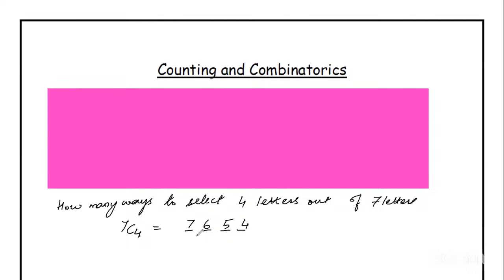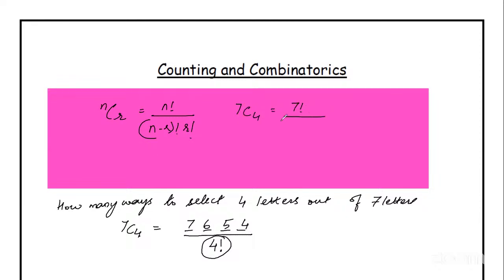Now, the only thing in combination is that if you're using the dash method, you divide by that many factorial, so 4 factorial. This is one extra thing you'll have to remember. Or else simply remember the formula nCr is n factorial over n minus r factorial into r factorial. So in our example, 7C4 would be 7 factorial over 7 minus 4, 3 factorial, into 4 factorial. They both give you the same answer.